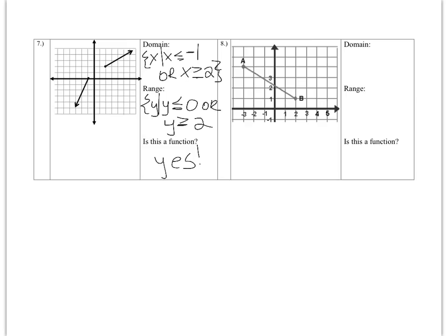So number 8. Number 8 is another compound inequality. So let's take a look at this. If I take this, so this is a line segment, so it starts here and it stops here. So if I'm looking at the domain, if I take this point and I slide it down, it hits -3. And if I take this point and I slide it down, it hits 2. And it's covering everything in between -3 and 2.